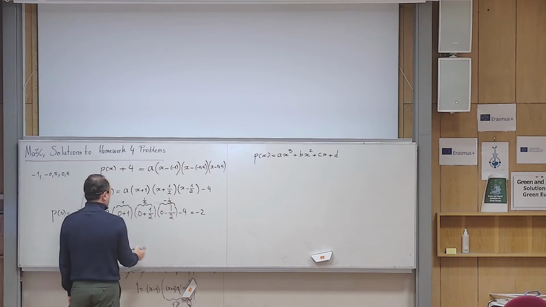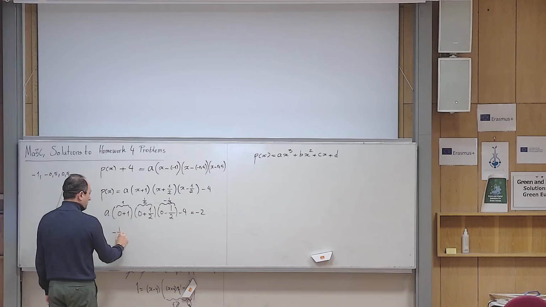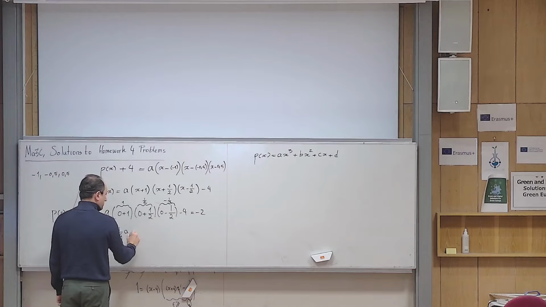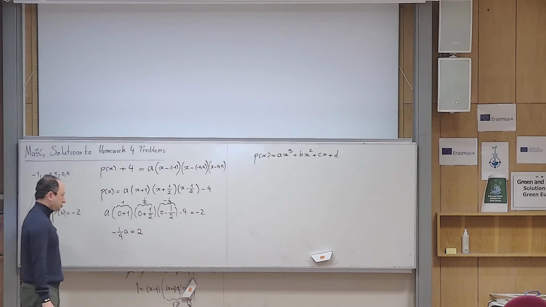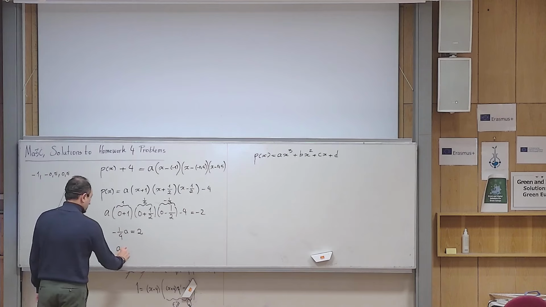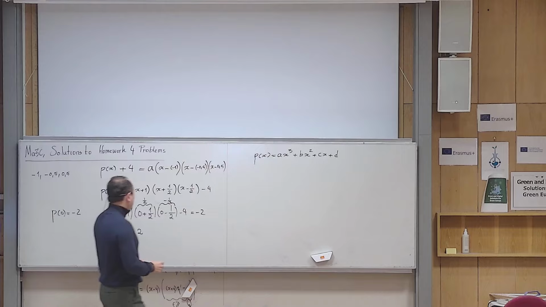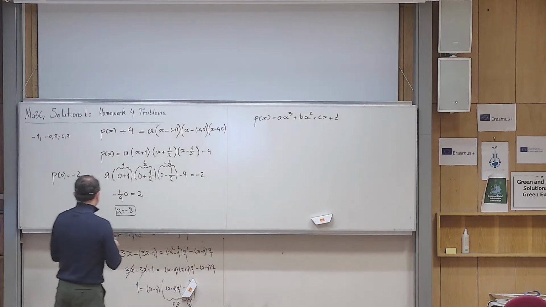So let us multiply them. 1 times 1 half times minus a half becomes minus 1 over 4 a. And let me move minus 4 to the other side. It becomes 2. And then what is a? Is that right? So a is minus 8. Then I put it back into my equation. I have my p of x.